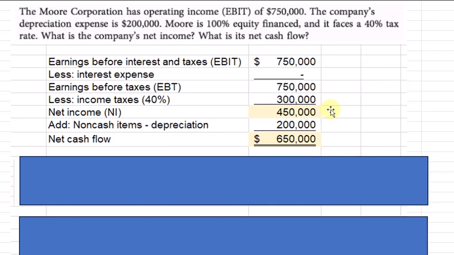They tell us that depreciation expense is $200,000. Now, depreciation expense is a bookkeeping entry, right? If you think about the accounting involved, if you remember your debits and credits, or increases and decreases, when we record depreciation expense, we increase depreciation expense, or debit it, and we increase accumulated depreciation by crediting it. Neither of those accounts is the cash account, so it represents a non-cash item. So we have to add that back, and we're able to calculate cash flow as $650,000.